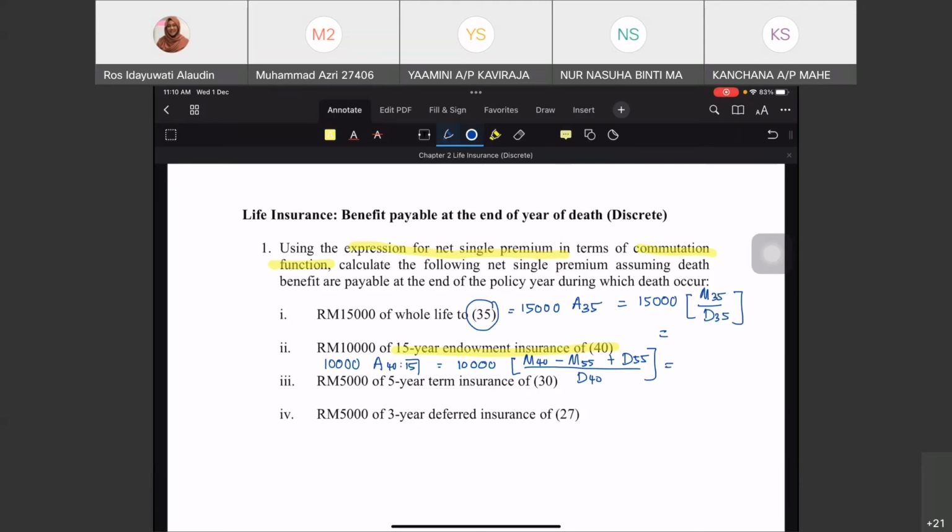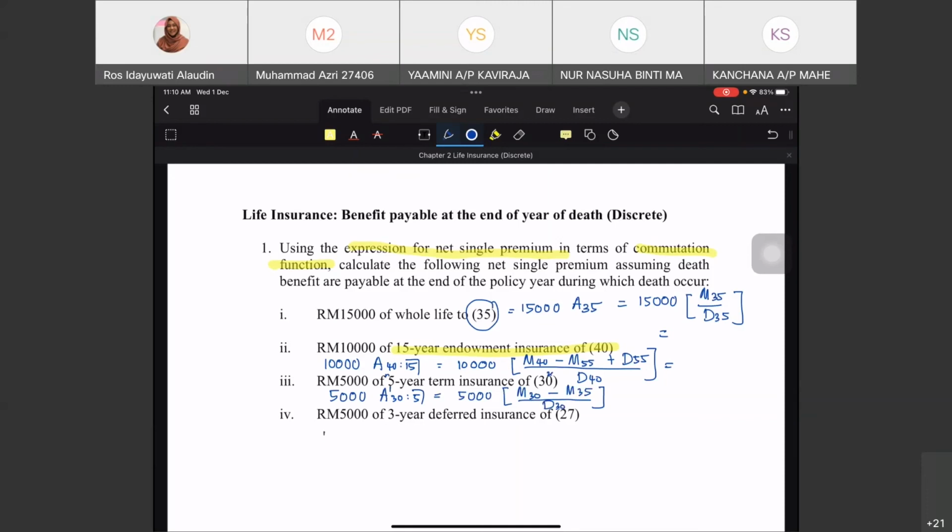And this is 5,000 A30, a 5-year term insurance, n is equal to 5. So for term insurance, we have 1 on top of 30. So this is x, this is n. So what is the term insurance? 5,000 times Mx, which is M30, minus Mx plus n, which is M35, over D30, the Dx. Then you refer to the table.